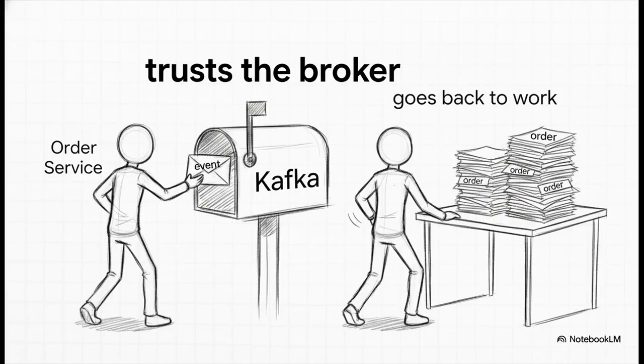And here's the really crucial part. That producer, our order service, it doesn't have to hang around and wait for delivery confirmation. It just drops off the package and trusts that the post office, Kafka, will handle the rest. This frees it up to immediately get back to work on the very next customer order. The whole system becomes faster and way more responsive.